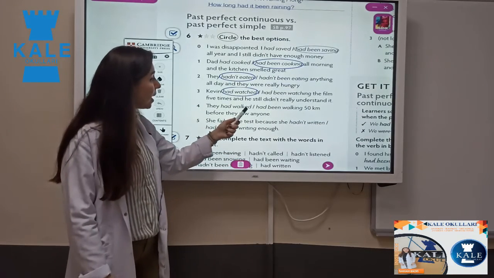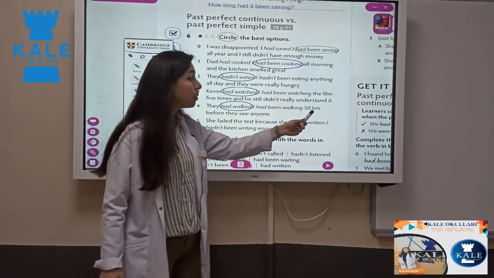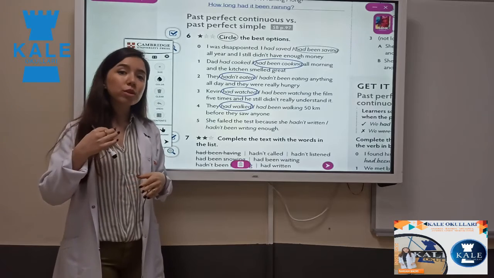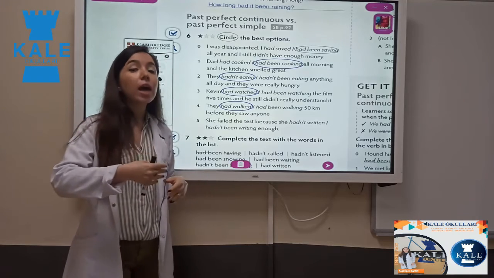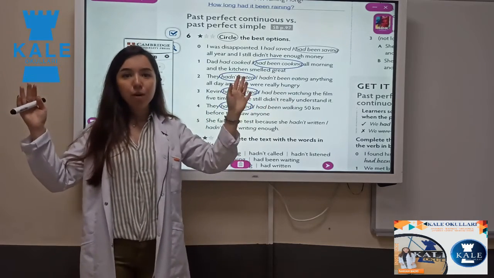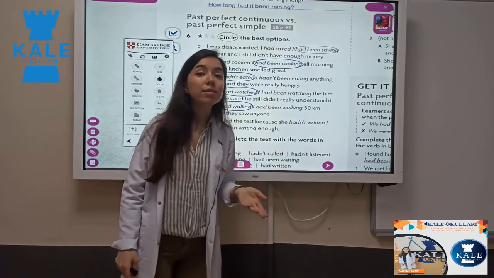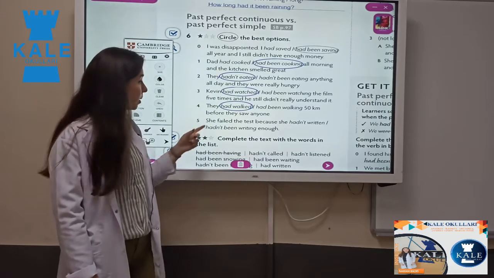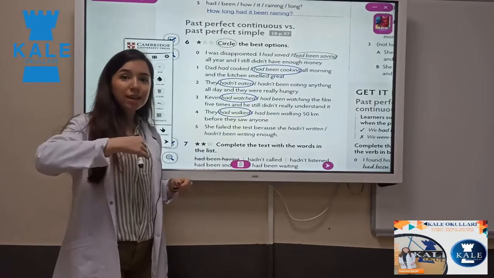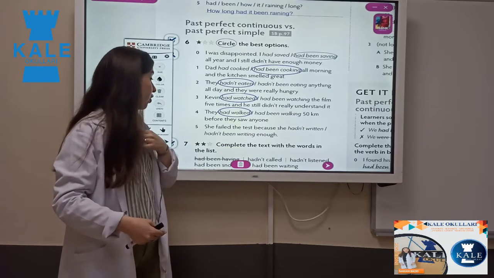Let's come here. They had walked or had been walking 50 kilometers before they saw anyone. Again, had walked, because here we mentioned how many kilometers, for example, 50 kilometers. The answer to this question is how many kilometers, 50. But if we want to say how long, for example, they had been walking for 3 hours, yes? We say the period of time. So we say they had been walking for 3 hours. But because here mentioned how many kilometers, they had walked 50 kilometers before they saw anyone. So again, this action happened before this action. Before they saw anyone, they had walked, means some action finished and happened before another action.